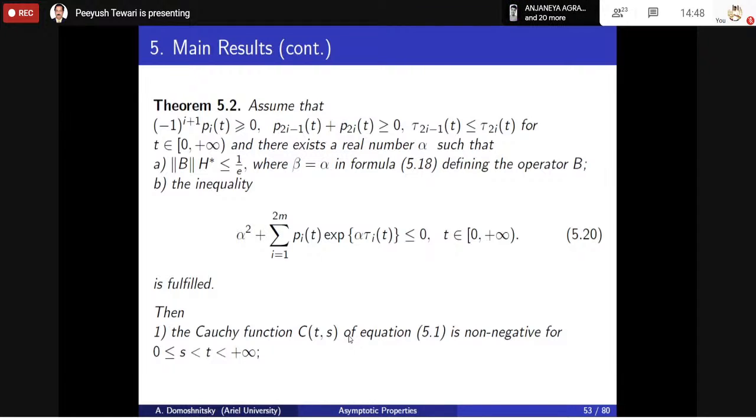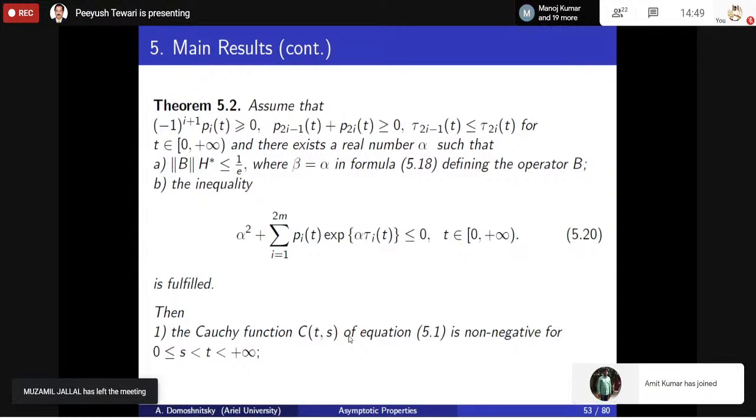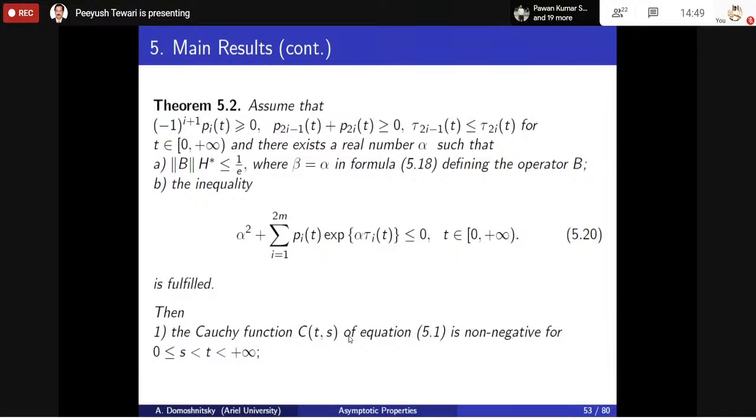What we see here is that if p_i(t) are all non-negative, we could not obtain this fact. Why? The first term in 5.20 is of course non-negative, the second is non-negative, and we could not obtain this fact. Inequality 5.20 is fulfilled only in the case when there are negative coefficients among p_i(t). Next, please.